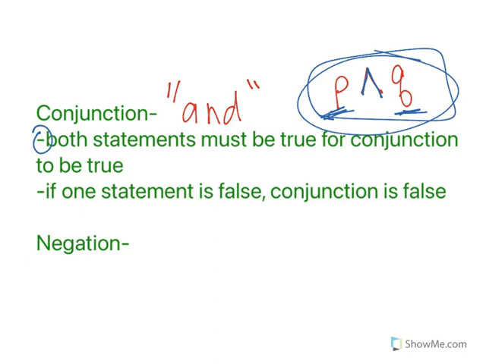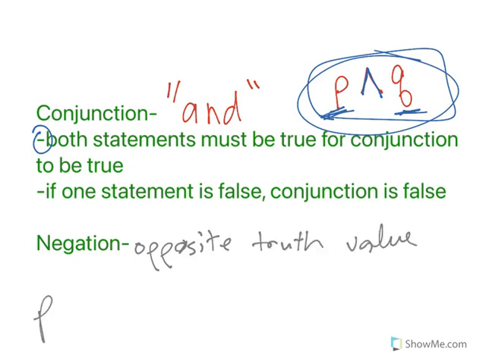For a negation, we are talking about the opposite truth value. So if I'm giving you P, and let's just say that P is true, then not P, shown by the squiggle, would be false, right? They're opposite truth values. Okay, great. Now that we know what they are, let's play.